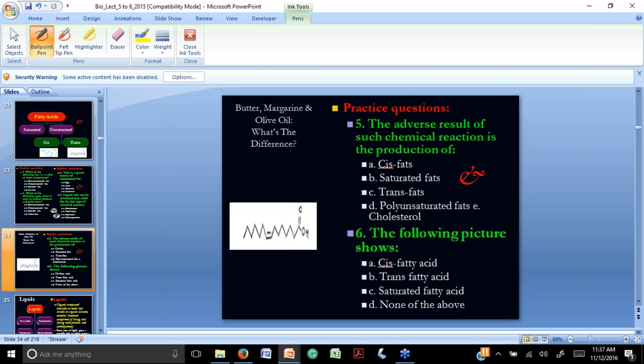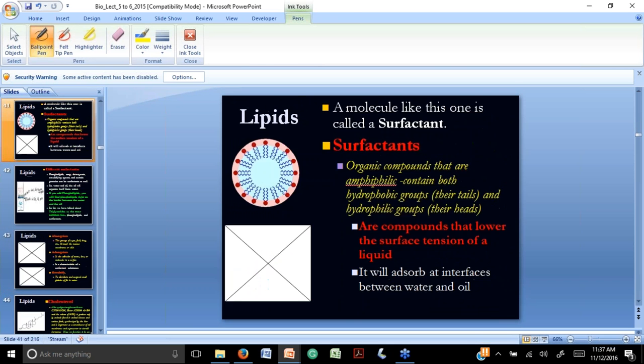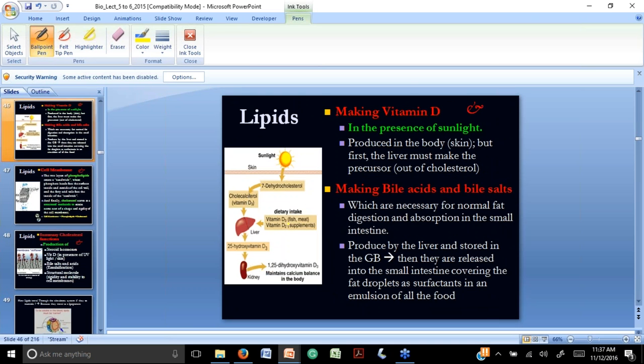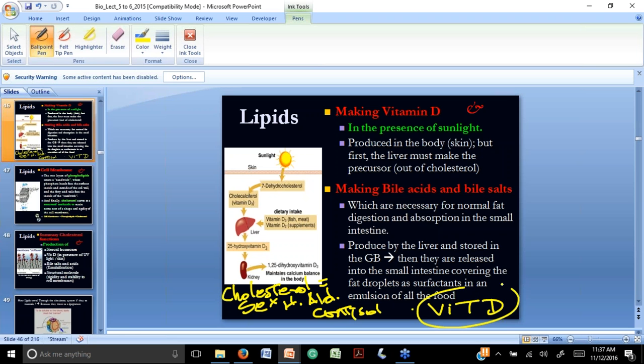All right, so we have the seed and the fat. So let's keep going. So we talk about cholesterol, vitamin D. By the way, I want to tell you this, please. Cholesterol is needed for sex hormones, right? We need aldosterone. It's going to be used for cortisol. And vitamin D. Vitamin D is formed based on cholesterol.